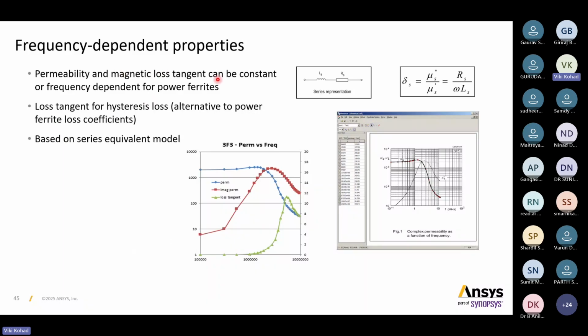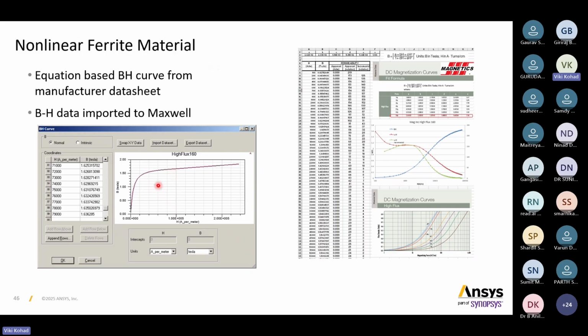Then the frequency dependent properties are there, where you can give the frequency dependent BH curve also. Here the BH curve looks like this. This is high flux 160, this parameter is there. You have to give the H and B values, or you can import the data set also. If you already have the data set, you can import it.